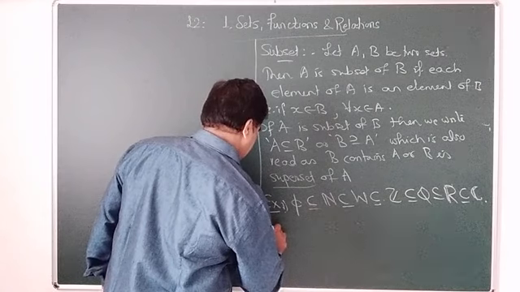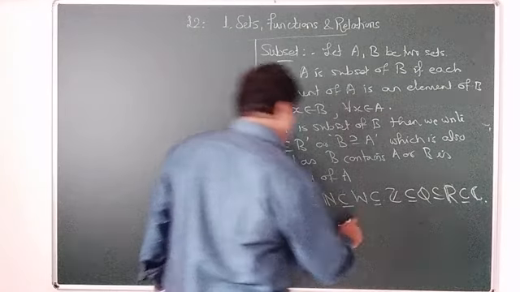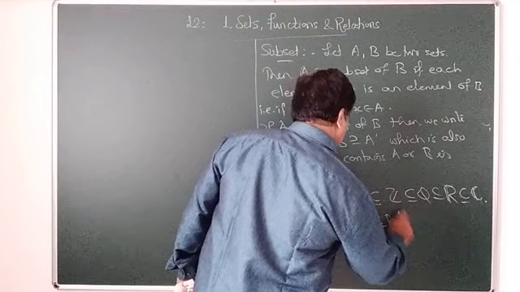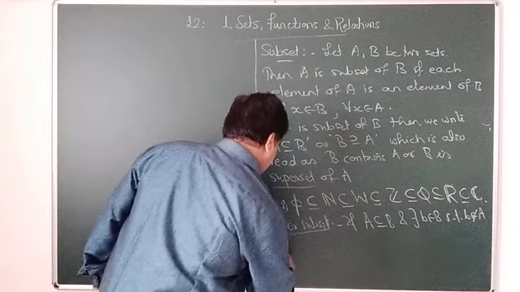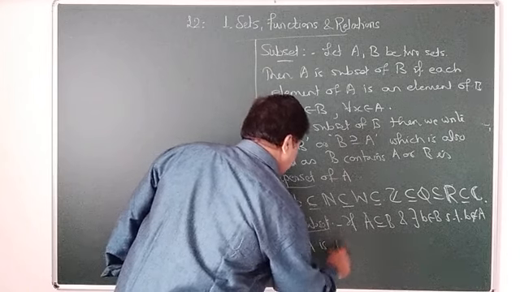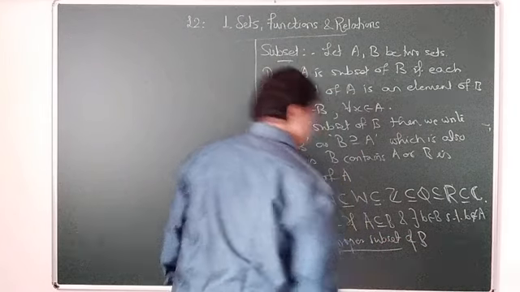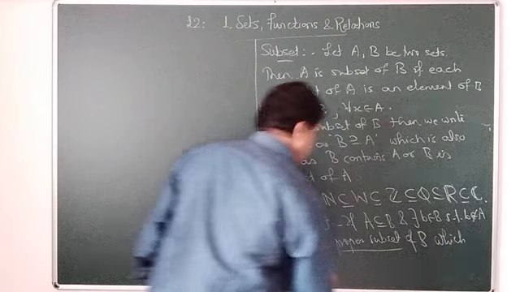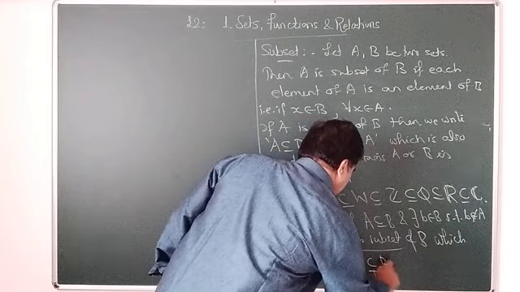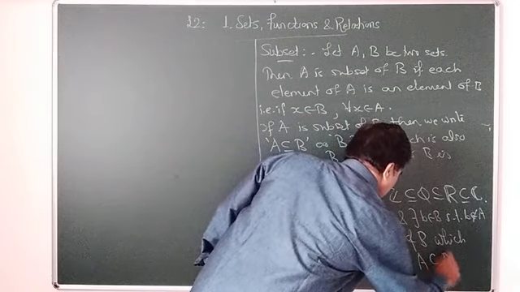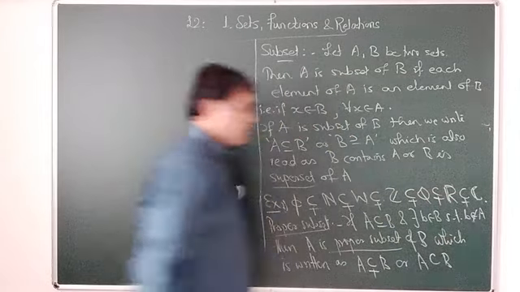Proper subset. If A is a subset of B and there exists an element b belonging to B such that b doesn't belong to A, then A is a proper subset of B. It is written as A subset of B, proper subset of B, or A just subset of B. So I can write these are proper subsets. Clear?